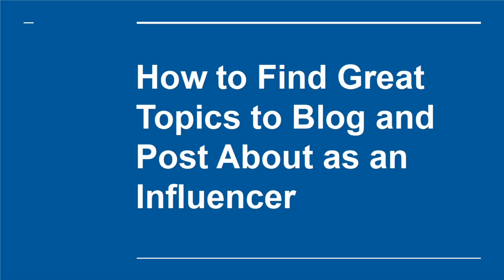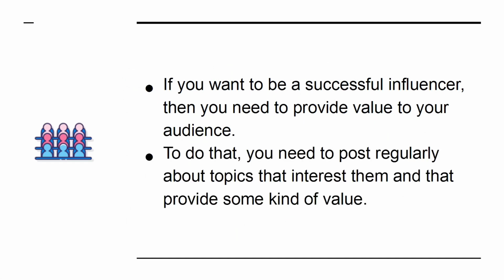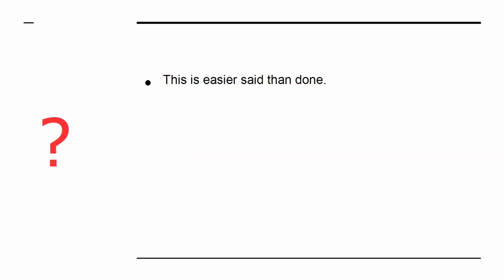To find great topics to blog and post about as an influencer. If you want to be a successful influencer, then you need to provide value to your audience. To do that, you need to post regularly about topics that interest them, and that provide some kind of value. This is easier said than done.